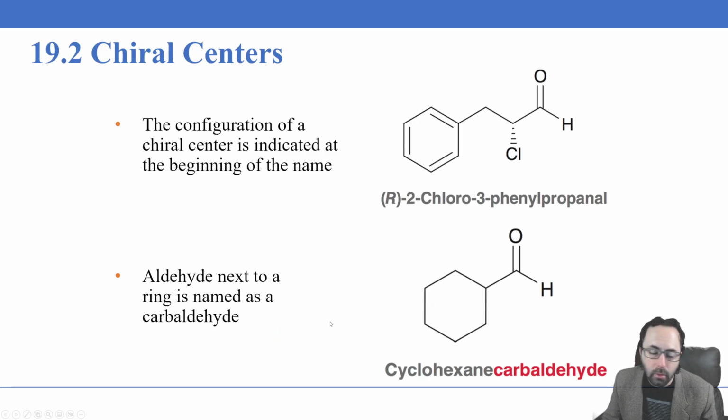Don't forget that if you do have a chiral carbon and the chirality is shown, you do have to indicate the chirality as R or S for each of the chiral carbons that exist. So don't forget to do that.